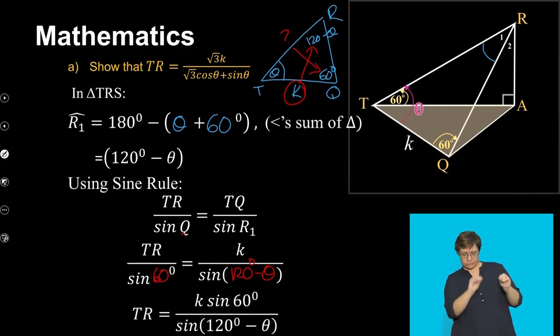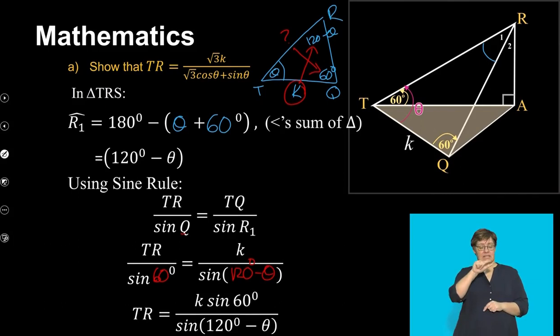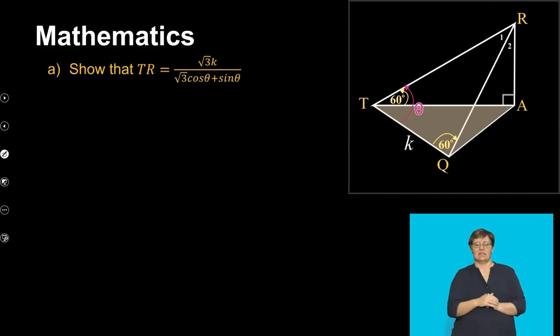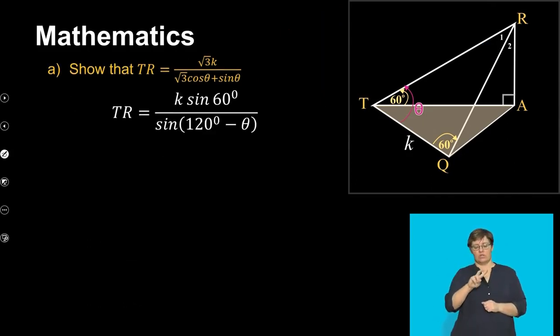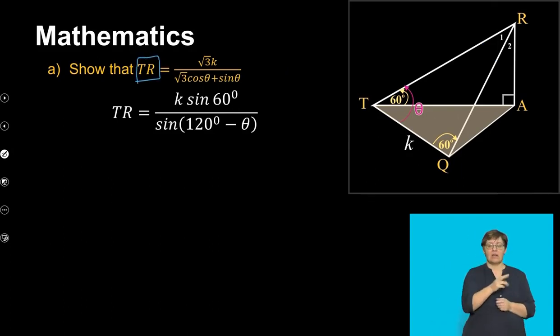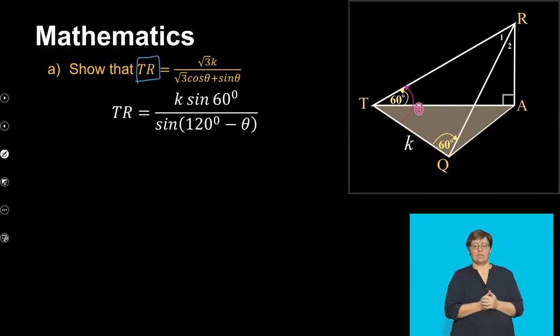Now we're just going to do some rearranging. We're going to multiply throughout by sine of 60, so the sine of 60 goes into the numerator there. Let's continue on the next slide. So we had K times sine of 60. Now remember, we want to show TR is equal to the expression on the right. So we've got to continue with that.